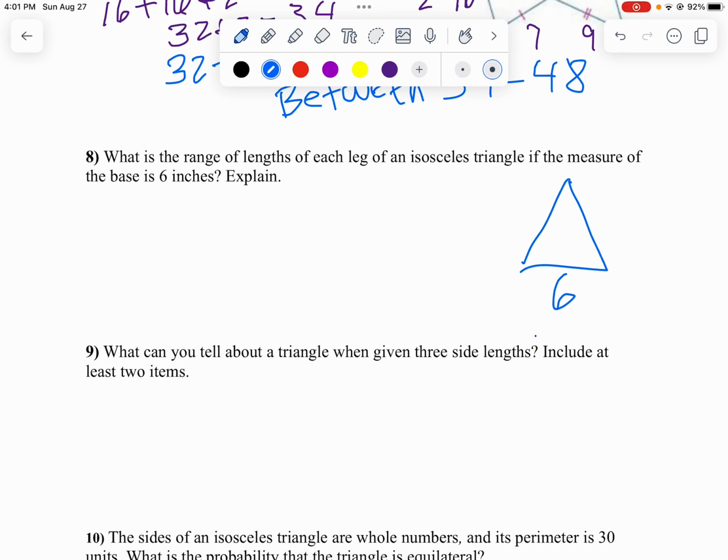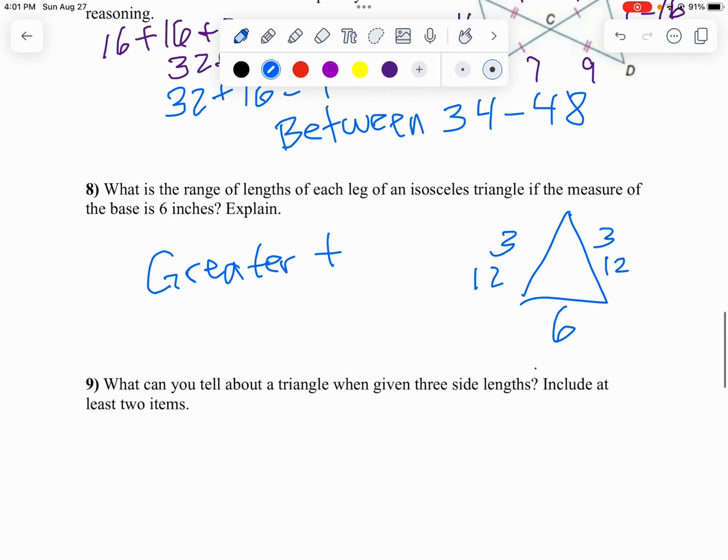Well, I know 3 plus 3 is 6, so I know it's got to be at least bigger than 3. Now, since it's an isosceles, it doesn't matter as long as it's bigger than 3. If I pick like 12 and 12, 6 plus 12 is 18, and 18 is bigger than 12. So as long as it's greater than 3 for the side, it'll work. There is no maximum value on this one. We could go on and on and on.